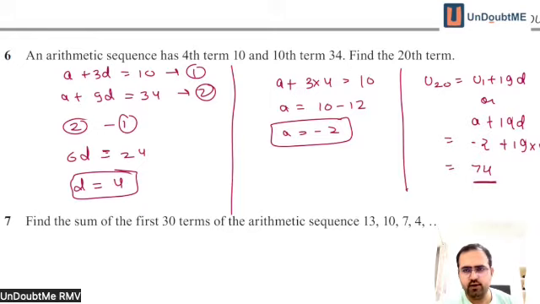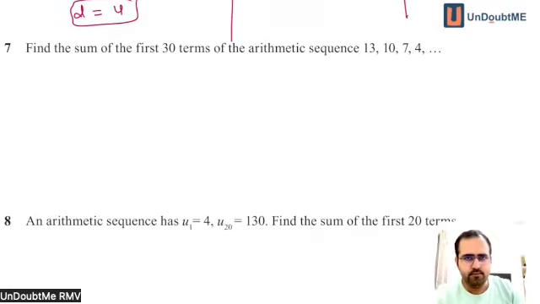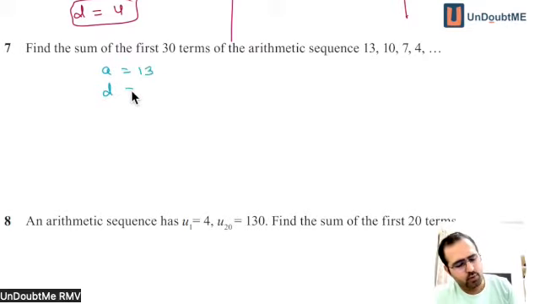Okay, so Rishan and Raghav have answered. Rajveer and Madison. Okay, so the first term is 13. Common difference is minus 3.